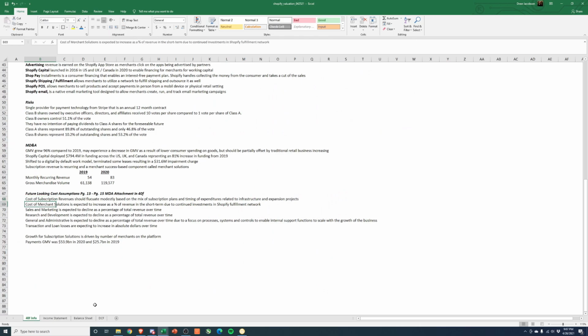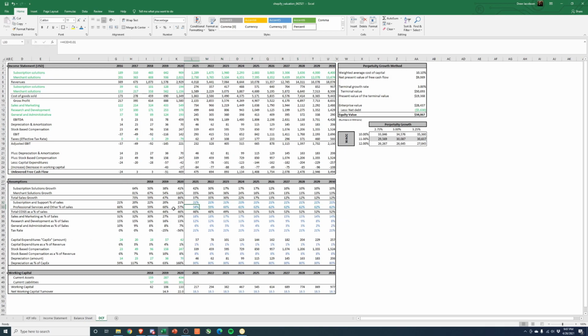The next piece is they say cost of merchant solutions is expected to increase as a percent of revenue in the short term due to continued investment in the fulfillment network. That leads me to believe we'll get closer to, even probably above, 60%. What I've done is add back a percent a year until we get to 62%, and then I've held it flat. With all of these assumptions, you can see the revenue growth going from 37% tapering off to 12%. I guess you could increase the perpetuity growth, and say they're actually still going to grow pretty well after that. But you get a $40 billion valuation. Let me see, I don't think there's a formula error or something here.